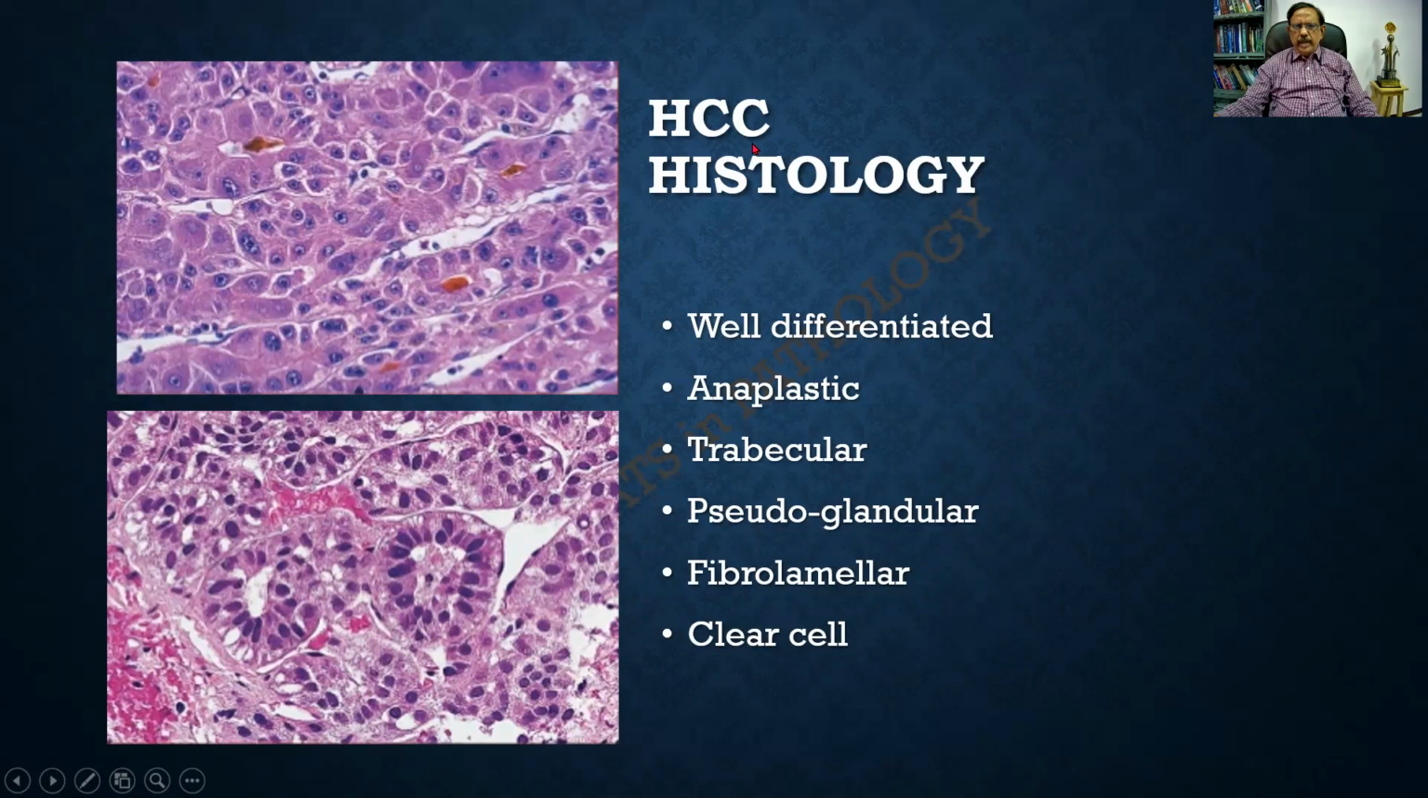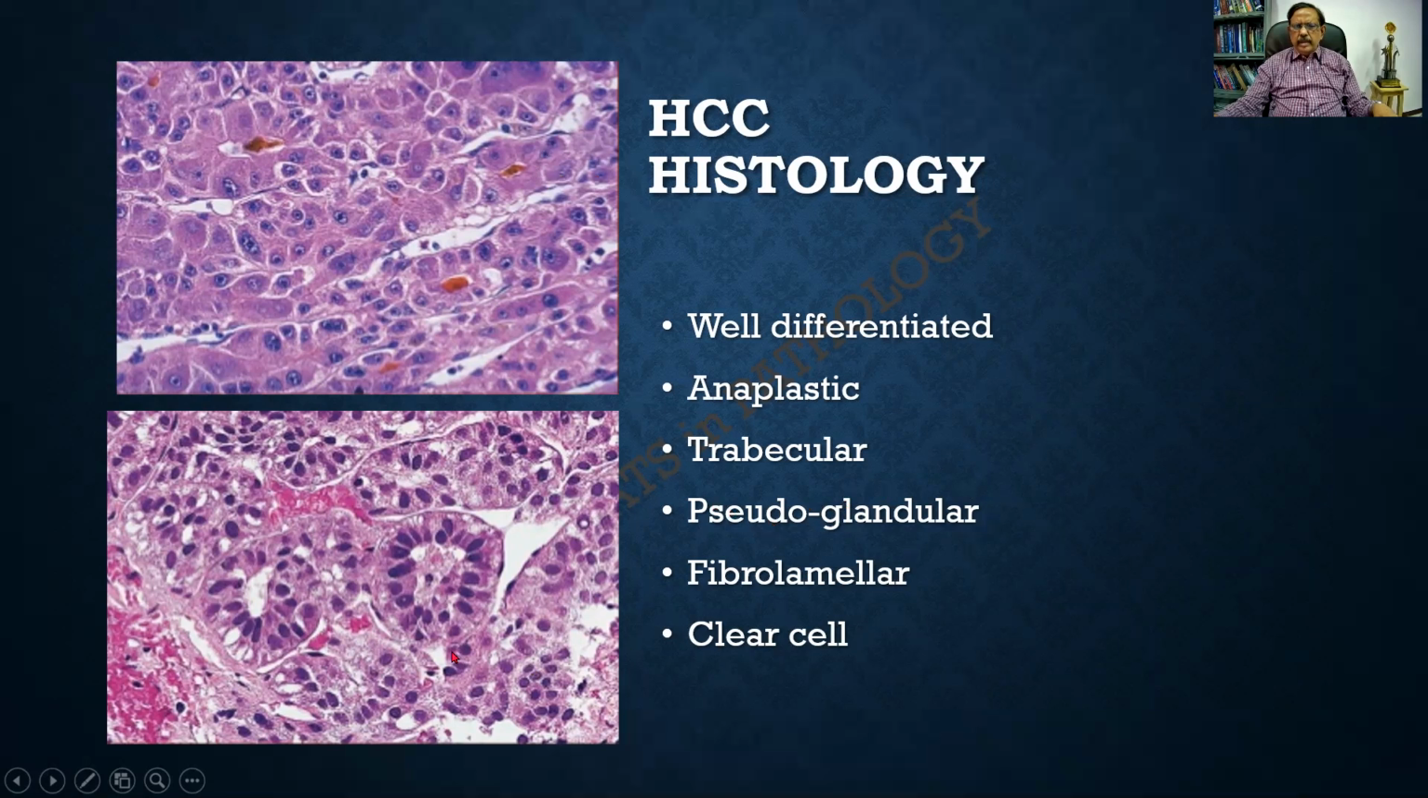Regarding the histology of hepatocellular carcinoma, it can be well differentiated. Well differentiated means it mimics the original tissue. Anaplastic, highly frightening variation in size, shape, increased mitosis, etc. Trabecular, this is one of the classical patterns, and that is what I am seeing in the picture over here. I am finding that there are about 3 or 4 cells in breadth, and they are all forming long cords. This is called trabecular. Long cords of tumor cells arranged in broad breadth of about 3 or 4 or sometimes 5 cells.